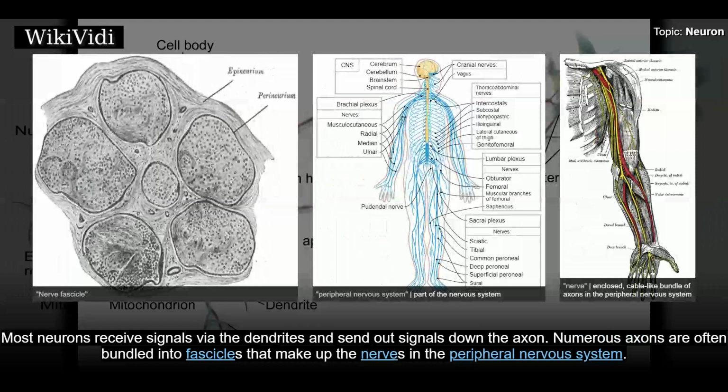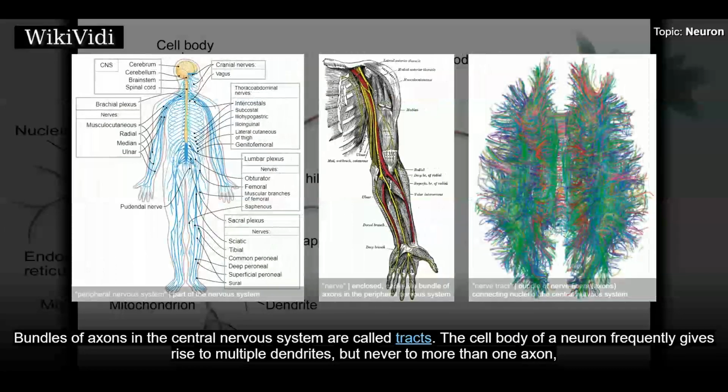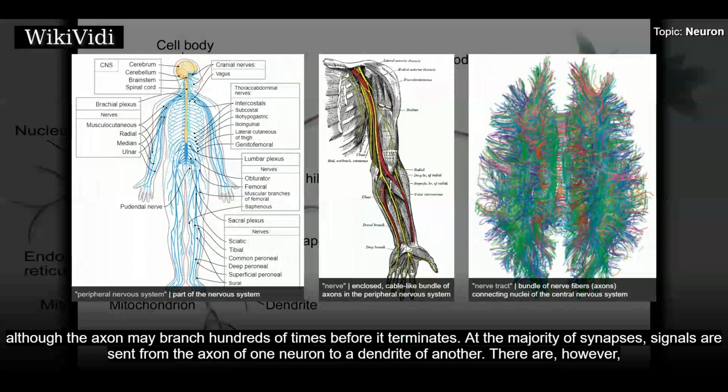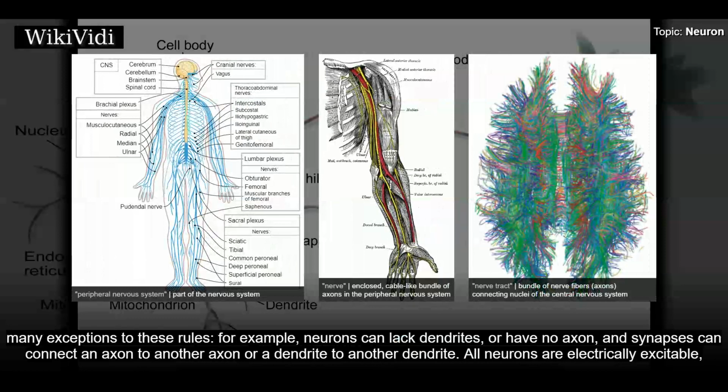Numerous axons are often bundled into fascicles that make up the nerves in the peripheral nervous system. Bundles of axons in the central nervous system are called tracts. The cell body of a neuron frequently gives rise to multiple dendrites, but never to more than one axon. Although the axon may branch hundreds of times before it terminates, at the majority of synapses, signals are sent from the axon of one neuron to a dendrite of another. There are, however, many exceptions to these rules. For example, neurons can lack dendrites, or have no axon, and synapses can connect an axon to another axon or a dendrite to another dendrite.